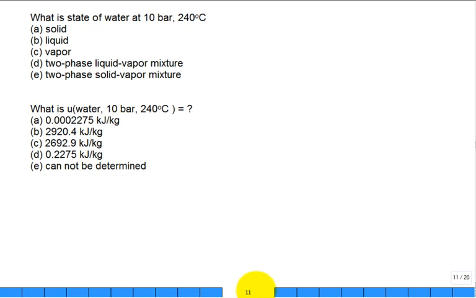What is the state of water at 10 bar and 240 degrees C? First of all, make sure that you're in the water table. How many times somebody will be over in the propane, or they'll be in the R134a table, and they're looking for water properties, and they have a problem. So make sure that you're in the water table, one of the many water tables.